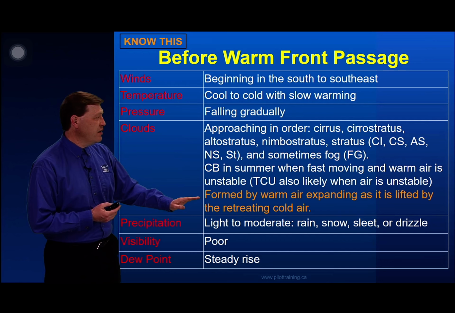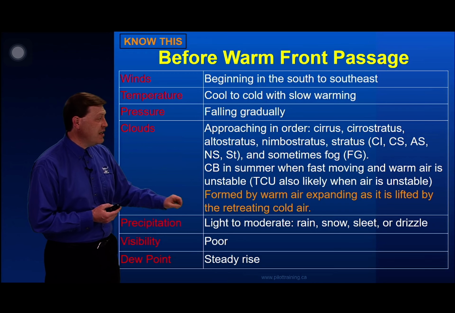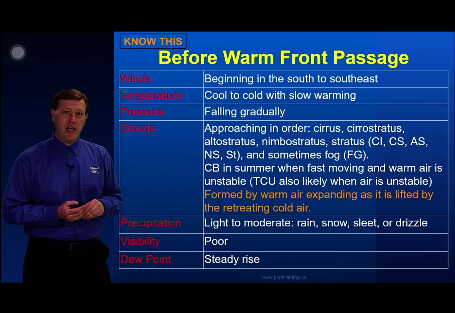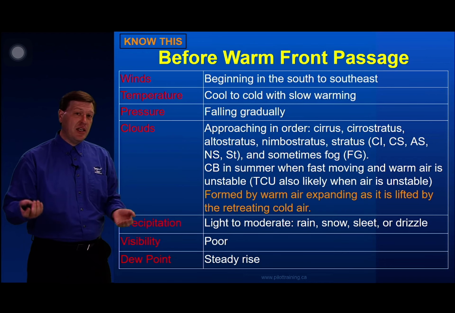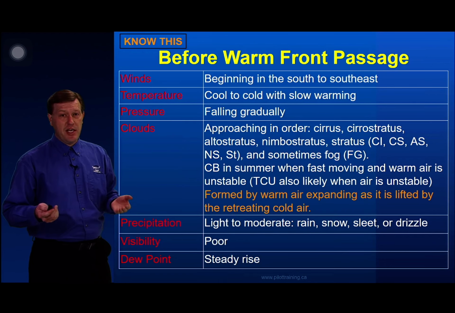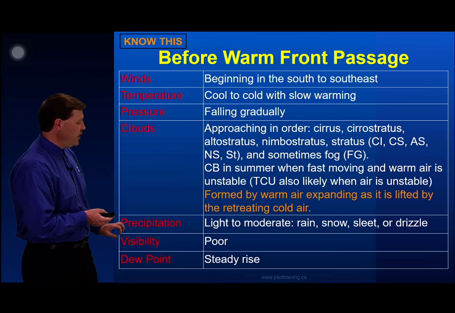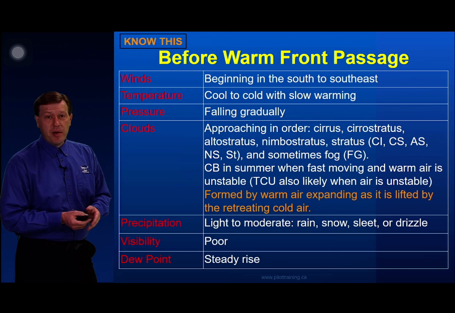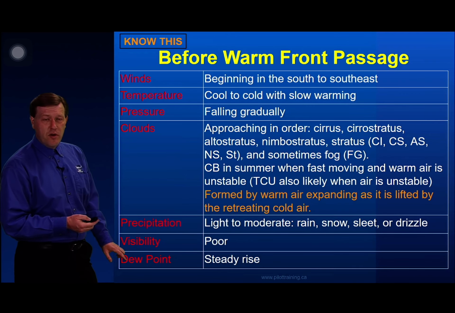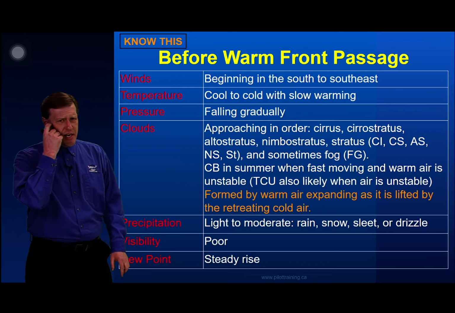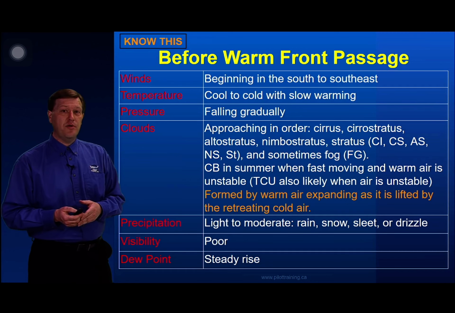Oh, exam note here. These types of clouds are formed by the warm air expanding as it is lifted by the retreating cold air. Okay, so that warm air moving up, we end up with the latent heat being released, and then we end up with it condensing and then eventually falling as rain. Okay, so precipitation, visibility is generally going to be poor, and that's because, remember, lots of moisture. Dew point, it will slowly rise. Now, some of you might scratch your head and be like, well, why is the dew point rising? When we look at the next diagram that I use on the whiteboard, you'll see why.